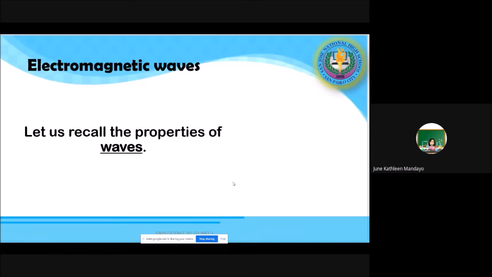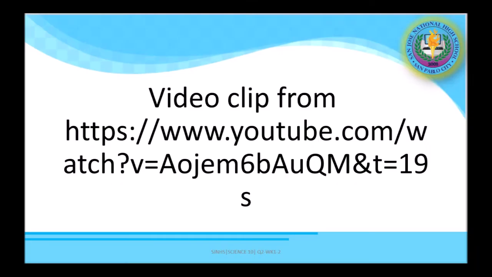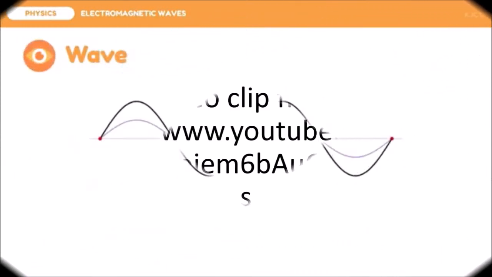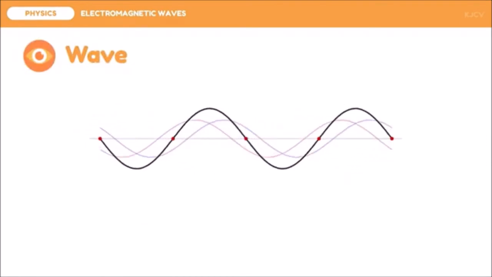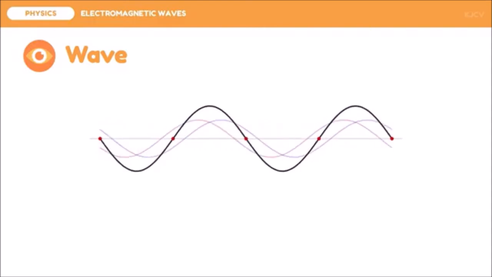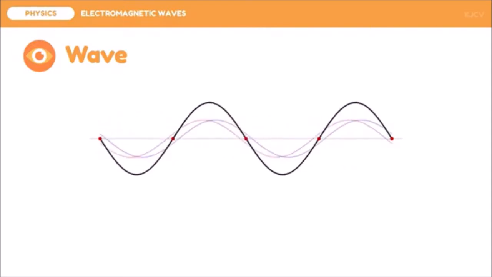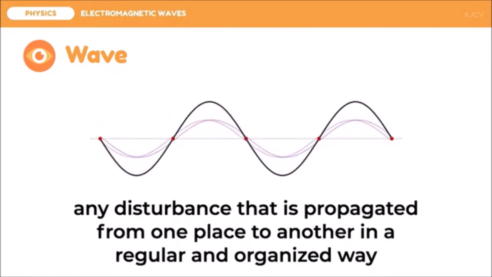To further understand how waves are actually formed and how waves behave, let us know the properties of waves. We live in a world full of waves. When we say something is wavy, that thing forms smooth curves in and out, just like what we are seeing from this animation. In the physical aspect, a wave is any disturbance that is propagated from one place to another in a regular and organized way. This can be depicted as vibrations from the equilibrium or normal state of a matter.